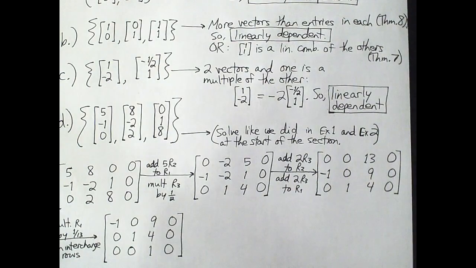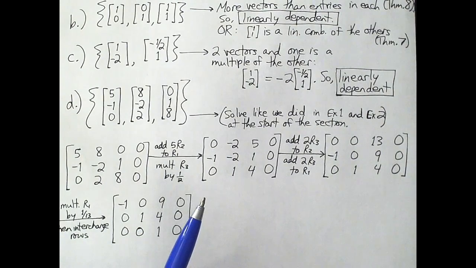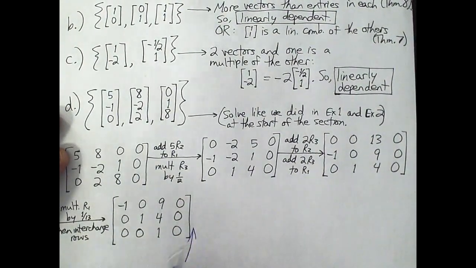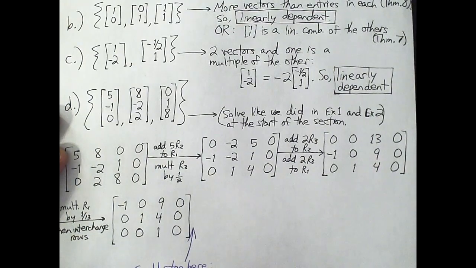Do we need to keep going? Check this out. Remember we said that a homogeneous system has non-trivial solutions if and only if there is at least one free variable when solving. So I am going to say that you could stop here. You could stop here. Ax equals 0 has no free variables.